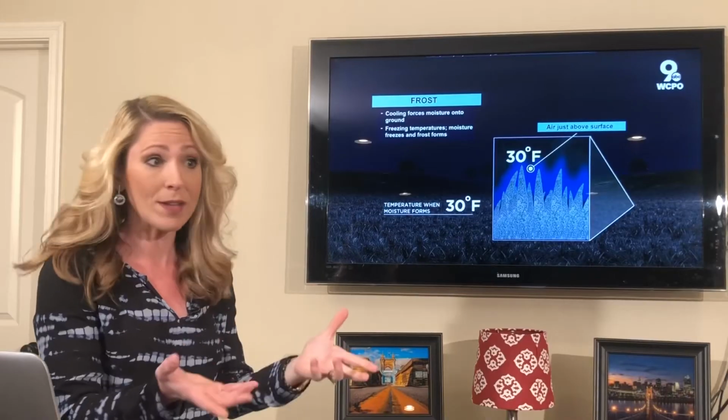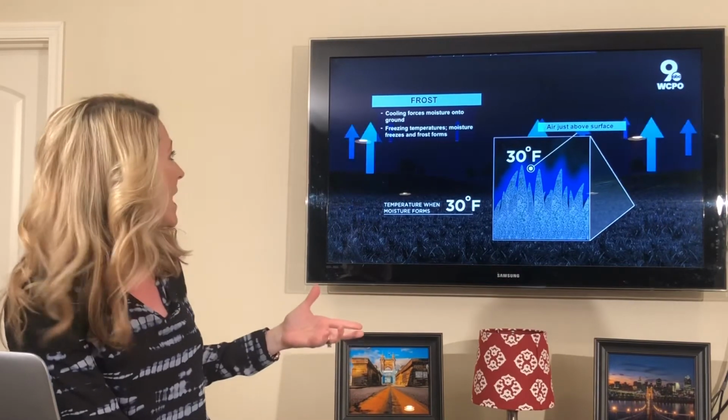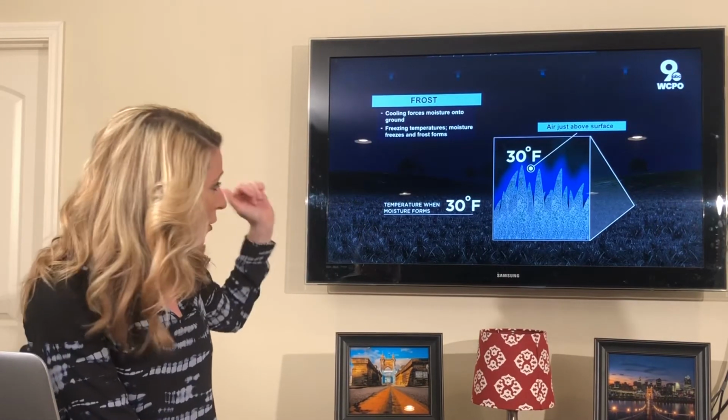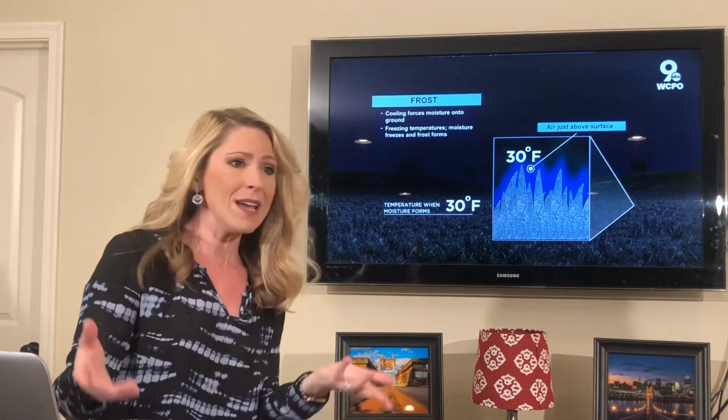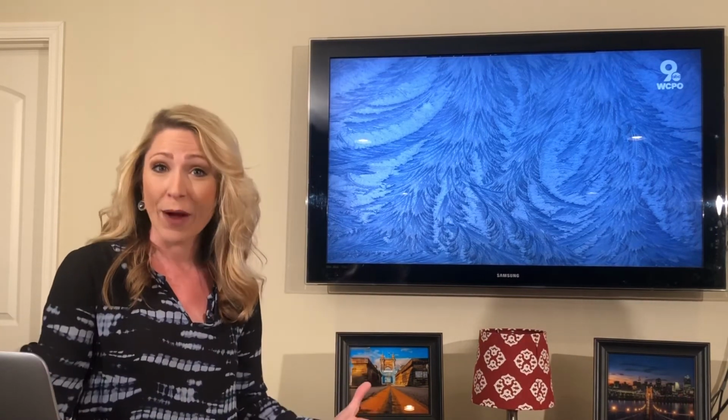Now, it's the process of deposition that's happening there in the atmosphere, but it's just the water freezing onto the blades of grass, and we get what is frost. So the magic number in all of this, 32 degrees. Yeah, that's what it takes to get the frost out there. Obviously, the colder it gets, the more widespread the frost becomes.